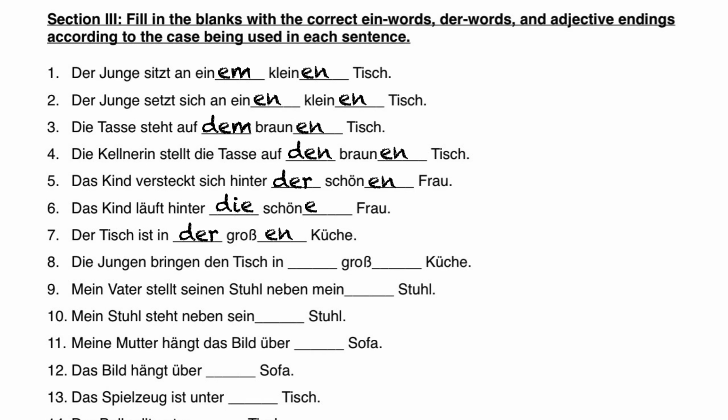Die Jungen bringen den Tisch. The boys are bringing the table. Now we're saying where to are they bringing the table? Into the large kitchen. Since we're using into, we have to use here the accusative in die große Küche. Into the large kitchen. Nummer 9.